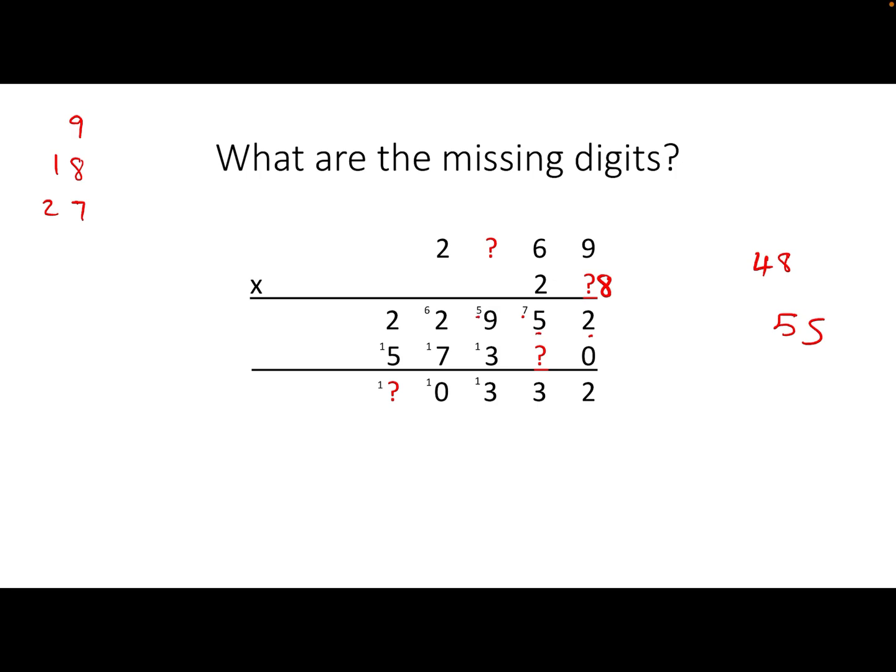8 times what ends in a 4? 8 times 8 is 64. So we know that this is an 8 because 8 times 8 is 64. Add my 5 is my 9. Is 69. That's my 69.